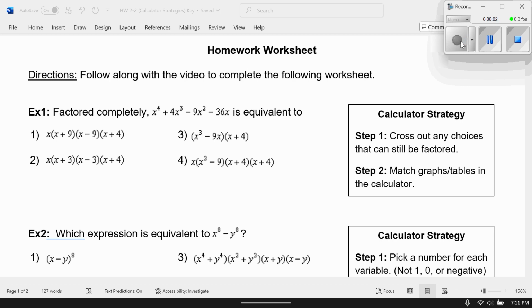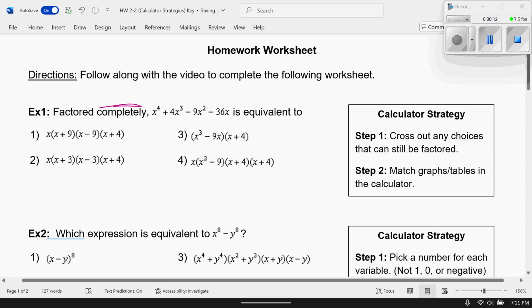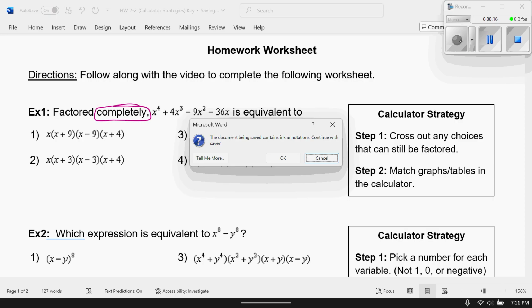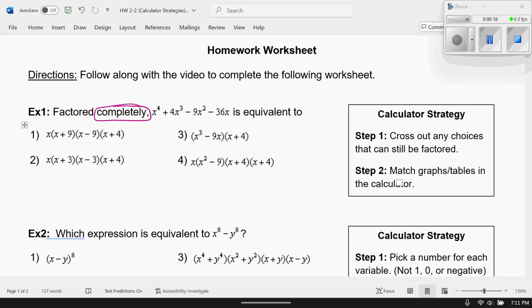In this video, we are going to talk about calculator strategies for factoring questions. It's really important to note on the regents, when they say factor completely, that means there's probably more than one type of factoring to be done. And you need to go through all the answer choices and see which ones are not fully factored.